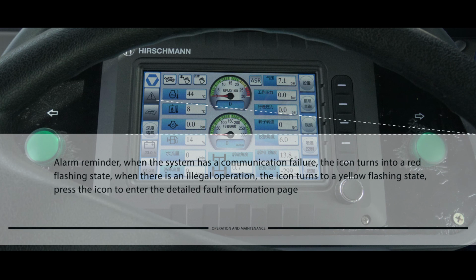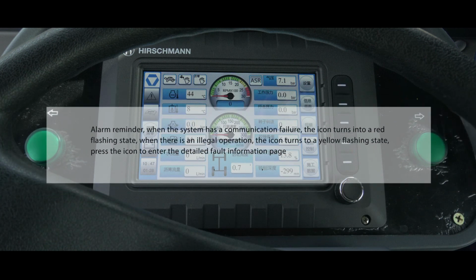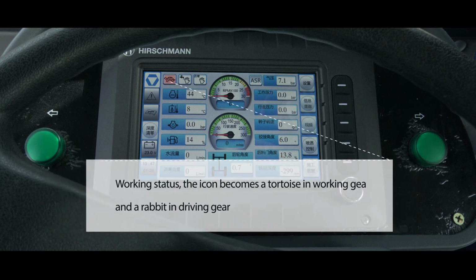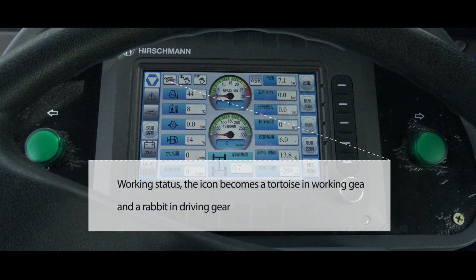Alarm reminder. When the system has a communication failure, the icon turns into a red flashing state. When there is an illegal operation, the icon turns to a yellow flashing state. Press the icon to enter the detailed fault information page. Working status. The icon becomes a tortoise in working gear and a rabbit in driving gear.